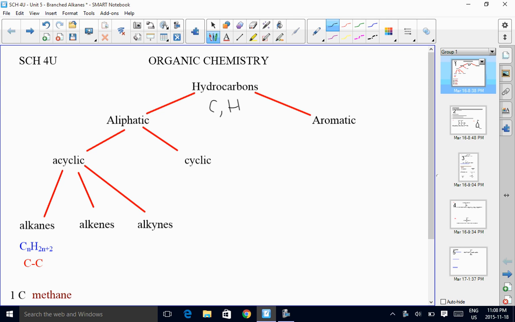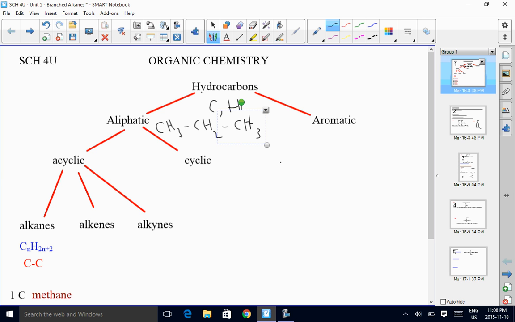Aliphatics are just carbon chains. Let me give you an example. A carbon chain could be CH3-CH2-CH3. Okay, so that's an example.